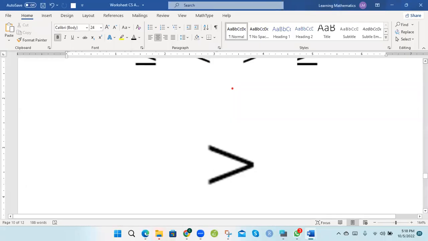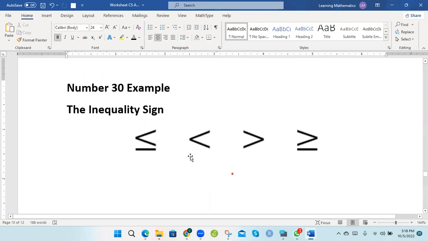So here we have the 4 inequality signs that exist. 2 with the equal attached to it and 2 without the equal. The 4 inequality signs express inequality. They express not equal to. Something is greater than the other. Something is less than the other.